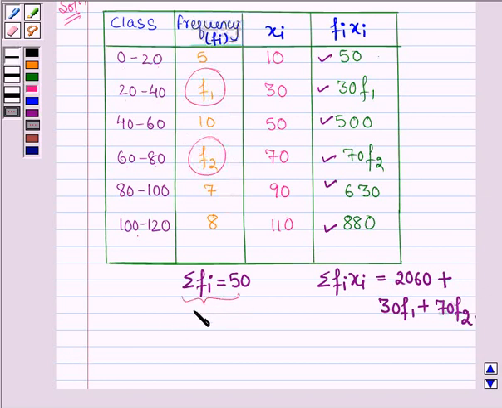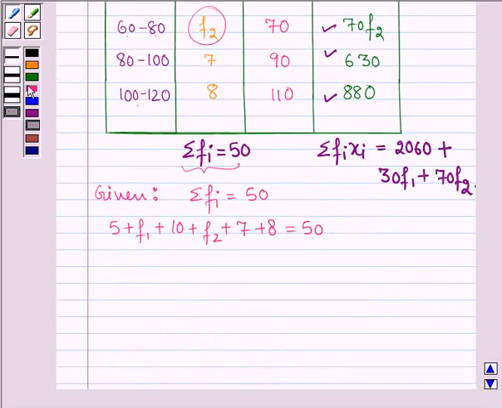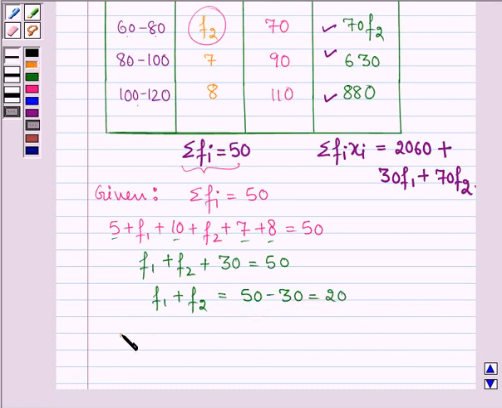Now we are given that summation of Fi, that is sum of all these frequencies, is equal to 50. Right? So this implies 5 plus F1 plus 10 plus F2 plus 7 plus 8 is equal to 50, which further implies that F1 plus F2 plus, on adding 5, 10, 7 and 8, we get 30, and this is equal to 50. So this implies F1 plus F2 is equal to 50 minus 30, which is equal to 20. Therefore, we have F1 plus F2 equals to 20. Let this be equation number 1.